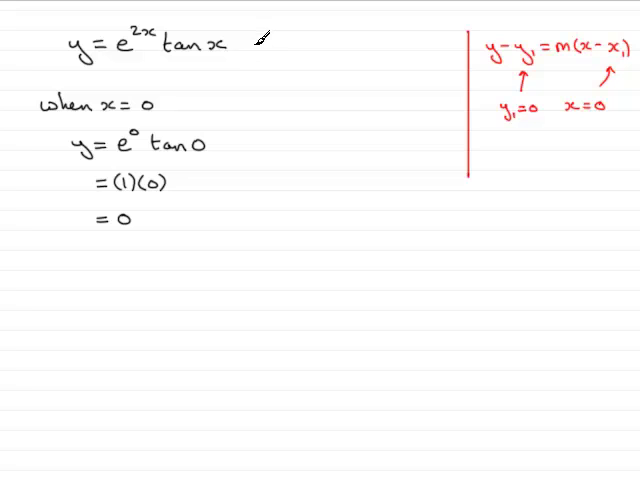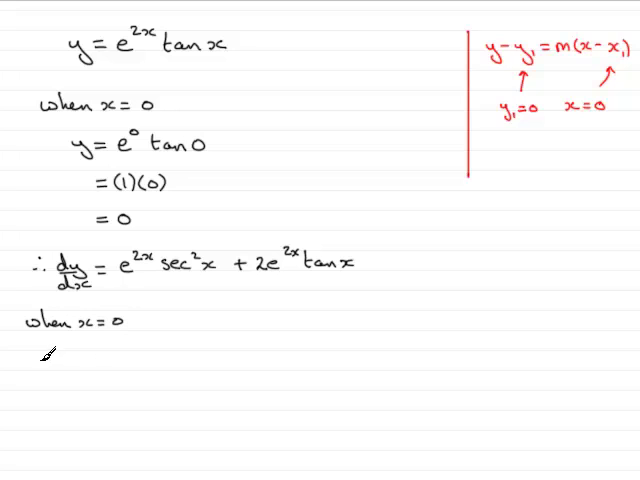Now we need the gradient, and as I said earlier, we can get the gradient through differentiating our equation up here. But from the first part we found that dy by dx, if you go back and have a look, is e to the 2x sec squared x plus 2e to the 2x tan x. Now then, what I need to do is say what dy dx is, the gradient, that is, when x is 0.